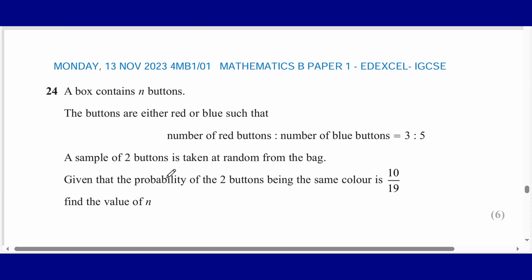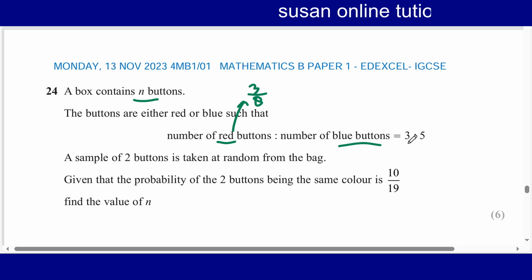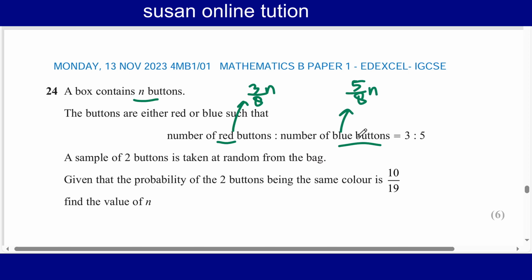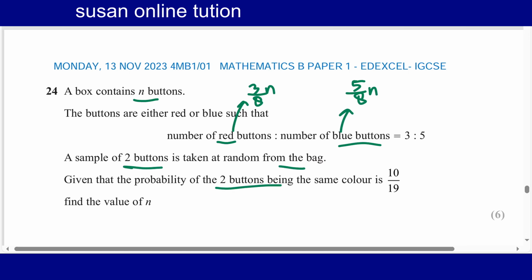So now we have n buttons. The number of red to the number of blue is 3 to 5. So the number of red will be 3/8 n, because 3 plus 5, the total ratio, is 8, and the number of blue will be 5/8 n. Now how do we do next? A sample of 2 is taken at random, so the probability of the 2 buttons being the same color is given as 10/19.